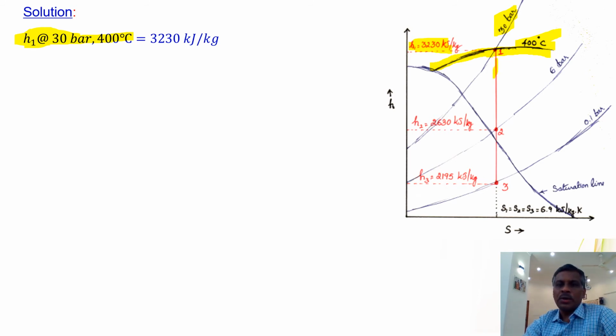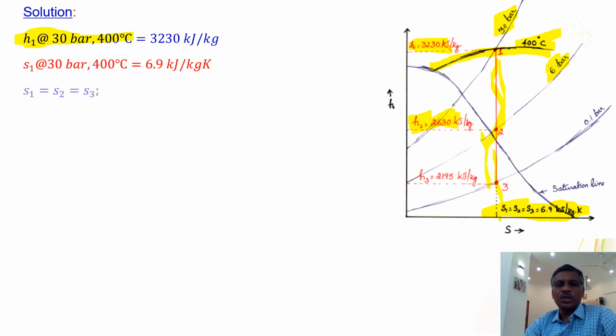So from point 1, you take a scale and move vertically down, because you know that S1 is equal to S2 equal to S3, which is 6.9 from the Mollier diagram. When you move vertically down, you see where it hits the 6 bar line. The intersecting point of the vertical line with the 6 bar line is your point 2, and straight away move horizontally to the left or right of the Mollier diagram, and you will get the value of H2. So let us take H2 is 2630. From the Mollier diagram you can straight away read it.